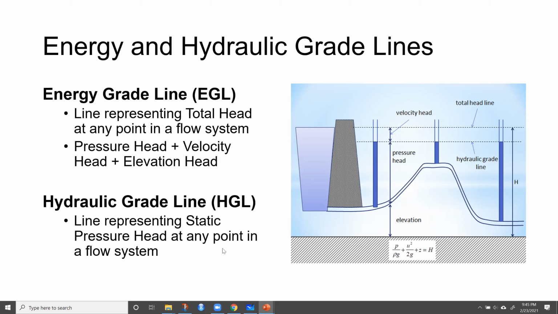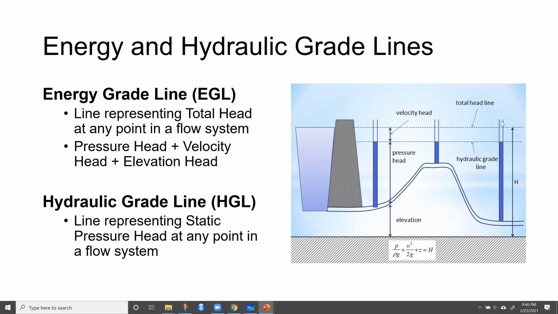Now, when we have a manometer where we just have a port going into a pipe, that just records the pressure. That's what the hydraulic grade line is. It's the static pressure at any point in the system. So static means we're not accounting for the velocity head. So it's just the pressure head and elevation.